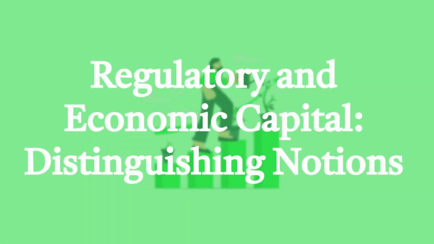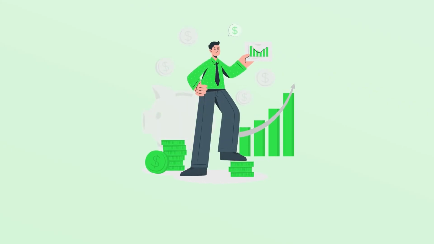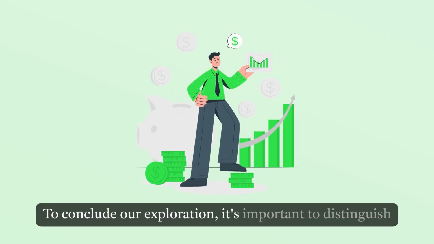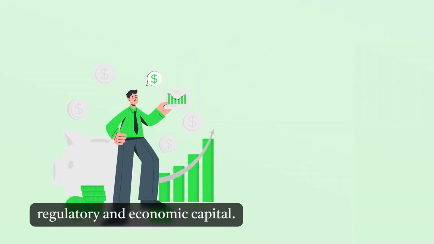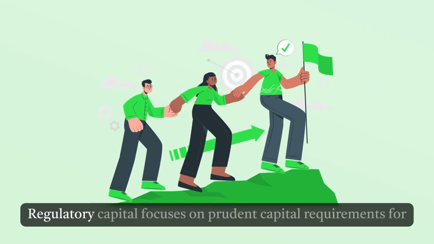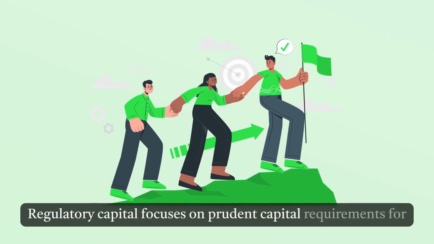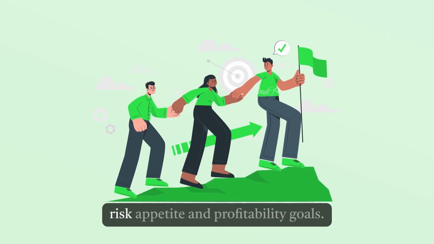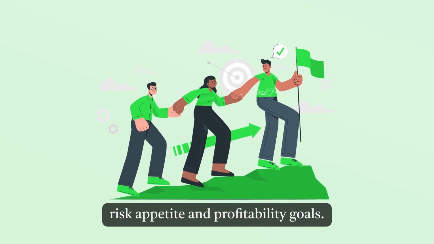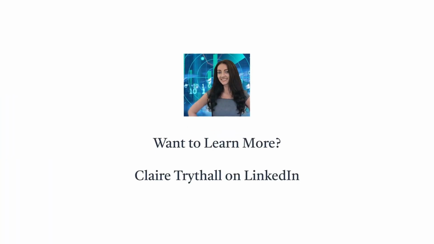Regulatory and economic capital, distinguishing notions. To conclude our exploration, it's important to distinguish regulatory and economic capital. Regulatory capital focuses on prudent capital requirements for stability, while economic capital aligns with the bank's risk appetite and profitability goals.